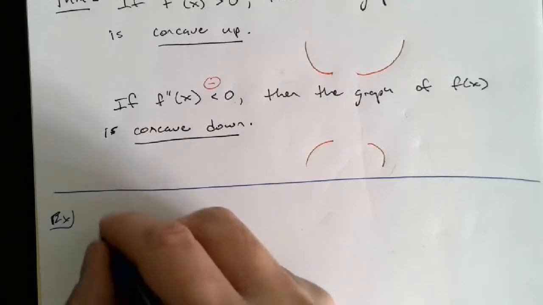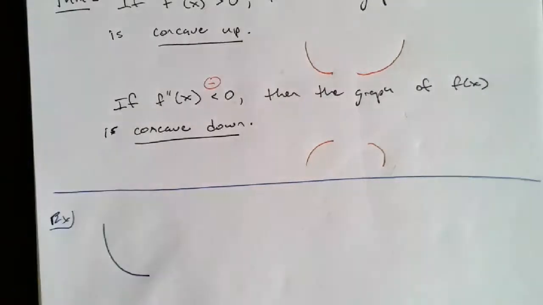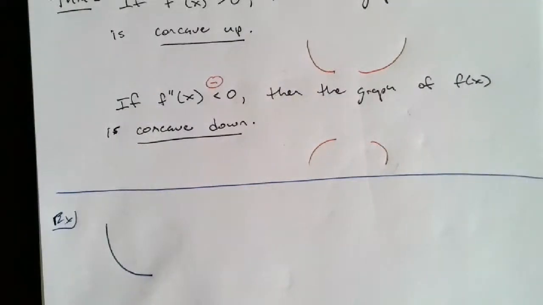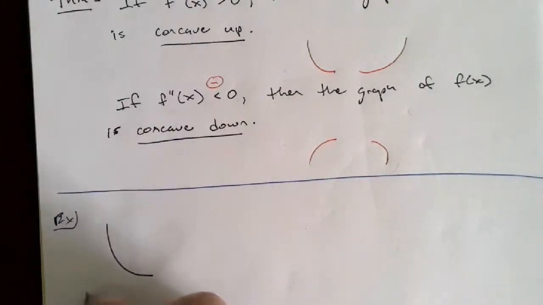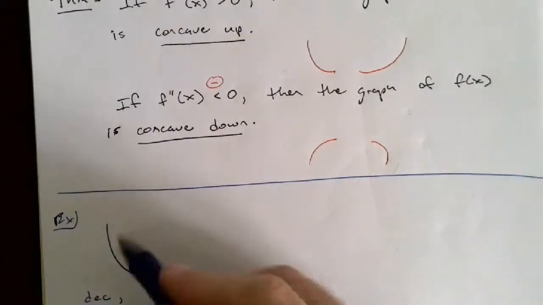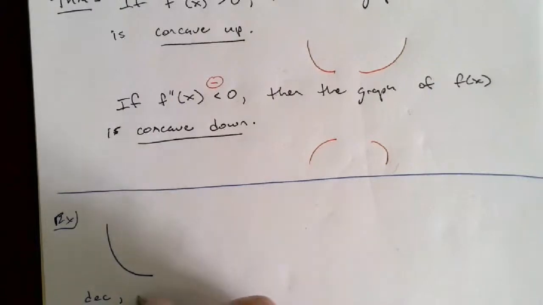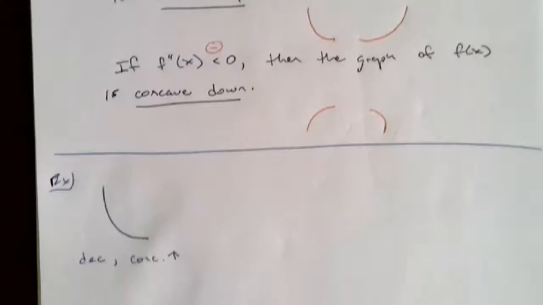So suppose I gave you a graph that had this shape. First off, is this graph increasing or decreasing? Well, it's moving downward from left to right, so we know it's decreasing. And is it concave up or concave down? Well, it's concave up because it's like the side of a bowl. It could hold water. So this is concave up. I'll just write it like that for short.